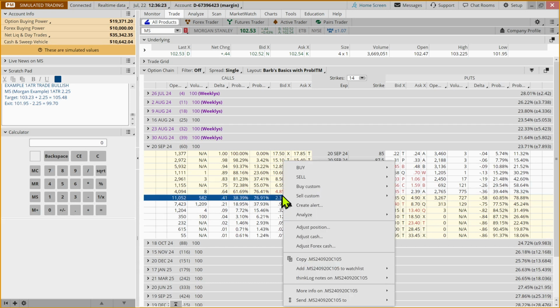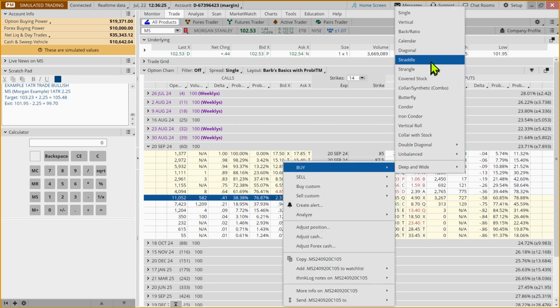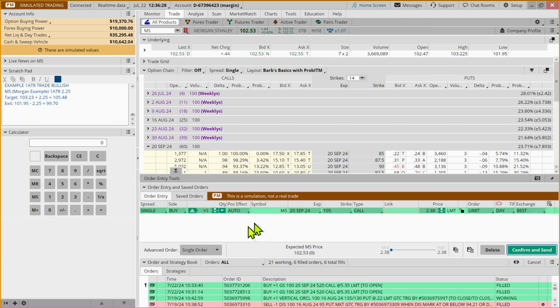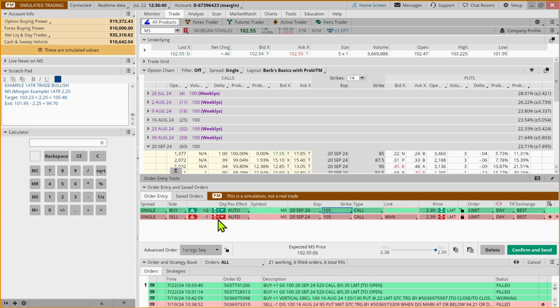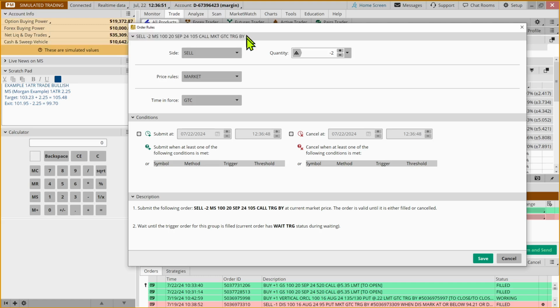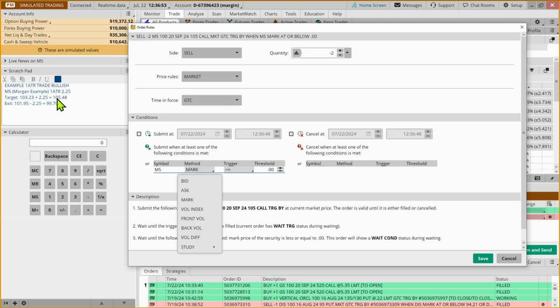We are going to click. We are going to buy a single option. And this is just a quick way to put this in. We're going to come down to advanced order, make it a first trigger sequence, right click, create an opposite order. We're going to buy two of these, and then we're going to make this a market order to exit, and we want to get out when it goes at or above 105.48.